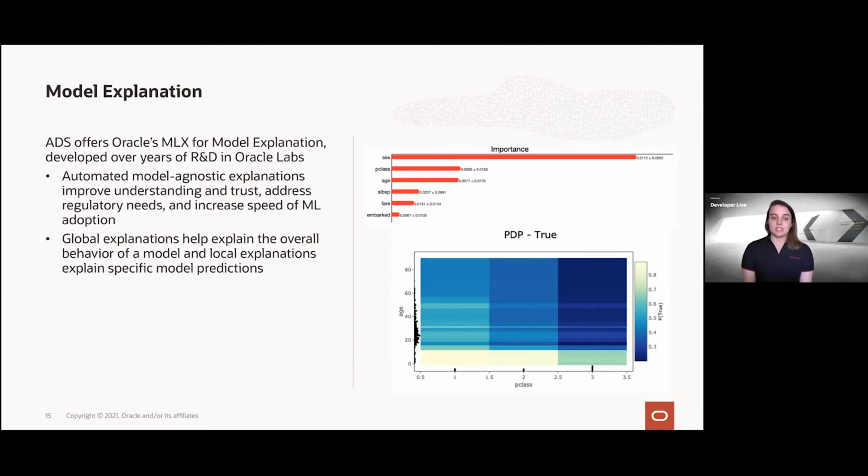These global explanations help explain an overall behavior of the model. We also provide local explanations to help explain specific model predictions. So what features of this model were driving this particular prediction to be what it is. You can identify perhaps any bias that may be associated with your model.